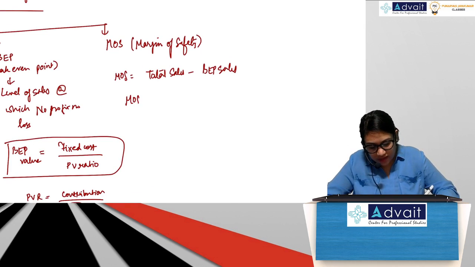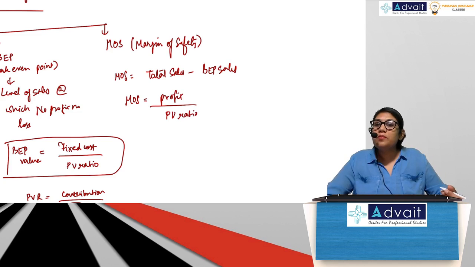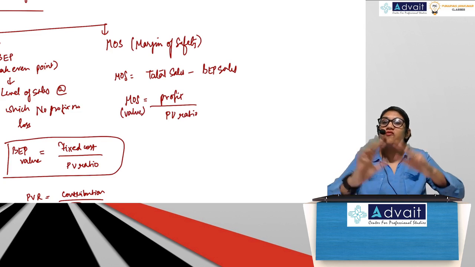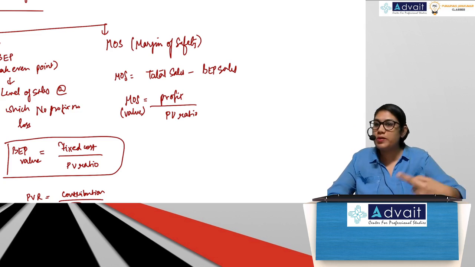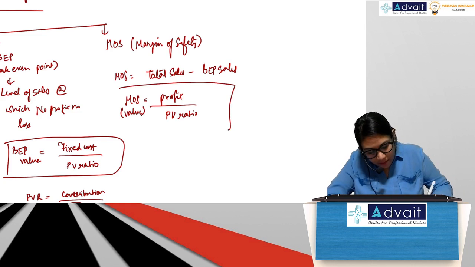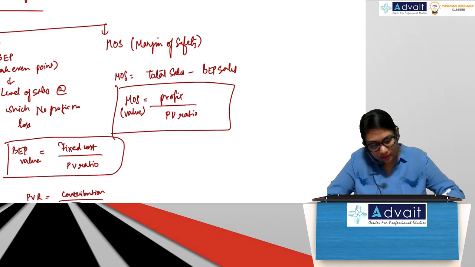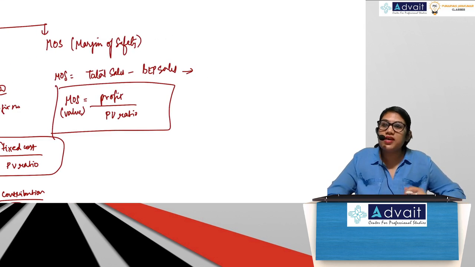So margin of safety formula will be profit by PV ratio. That is if you want the margin of safety in value. That is what was the value of sale, that extra sale that you made over and above BEP. So you need to take profit by PV ratio. How do you get profit? See here in this formula. Okay, in this formula, what is total sales also?